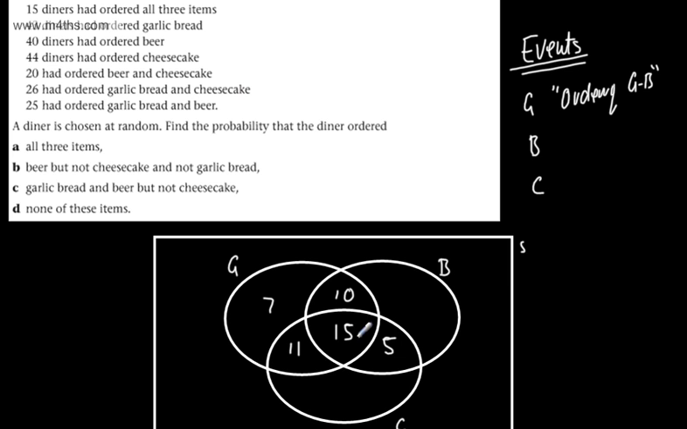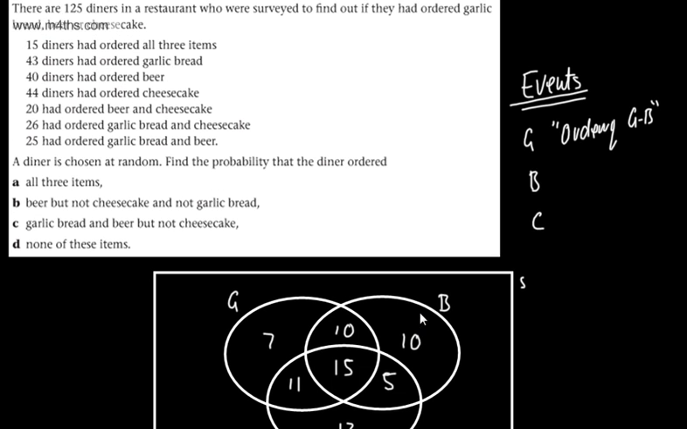44 diners had ordered cheesecake. Well, that's going to give me 31 in total. So that's 20, 31. So this must be 13. If we now consider the ones who ordered beer, we're told here that 40 ordered beer, 10, 25, 30. So this must give me 10.